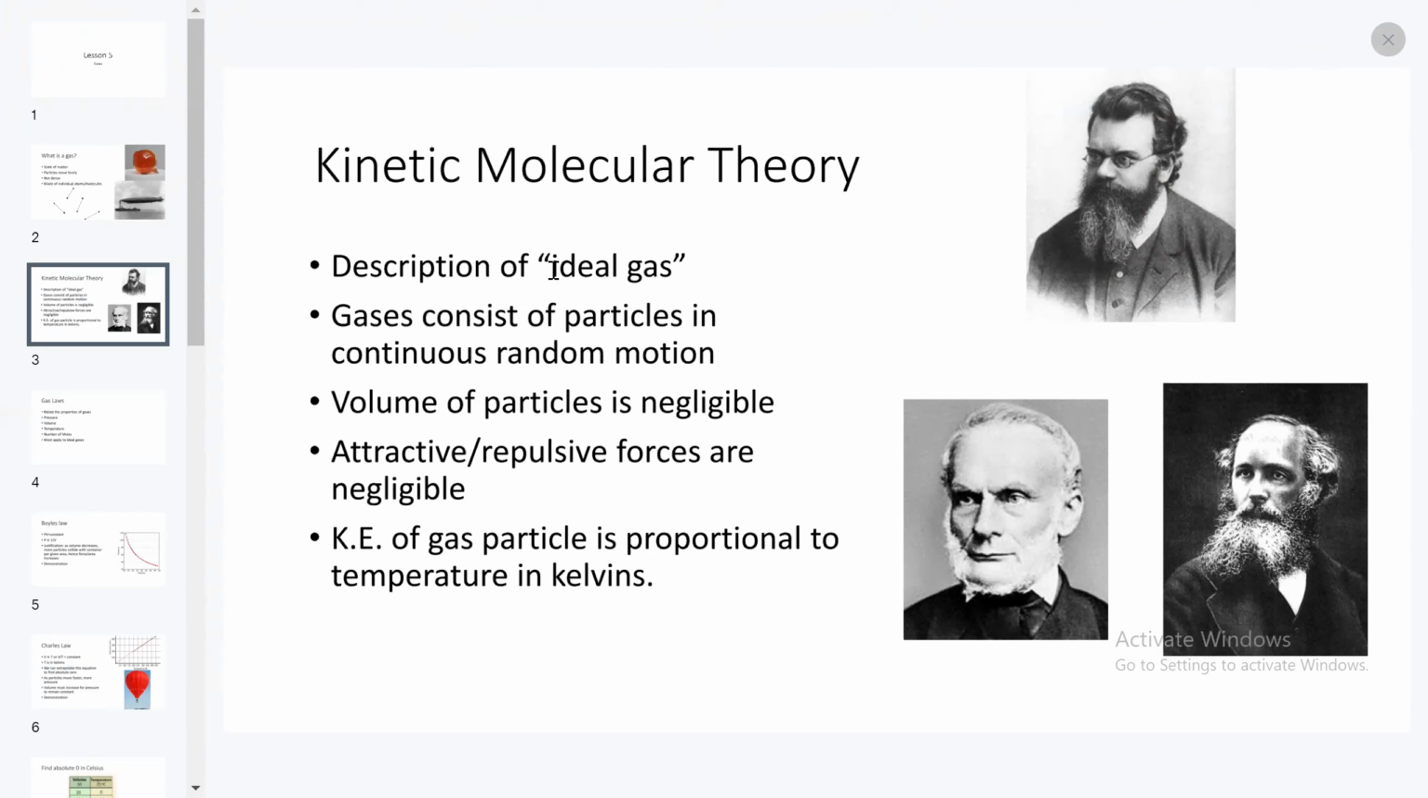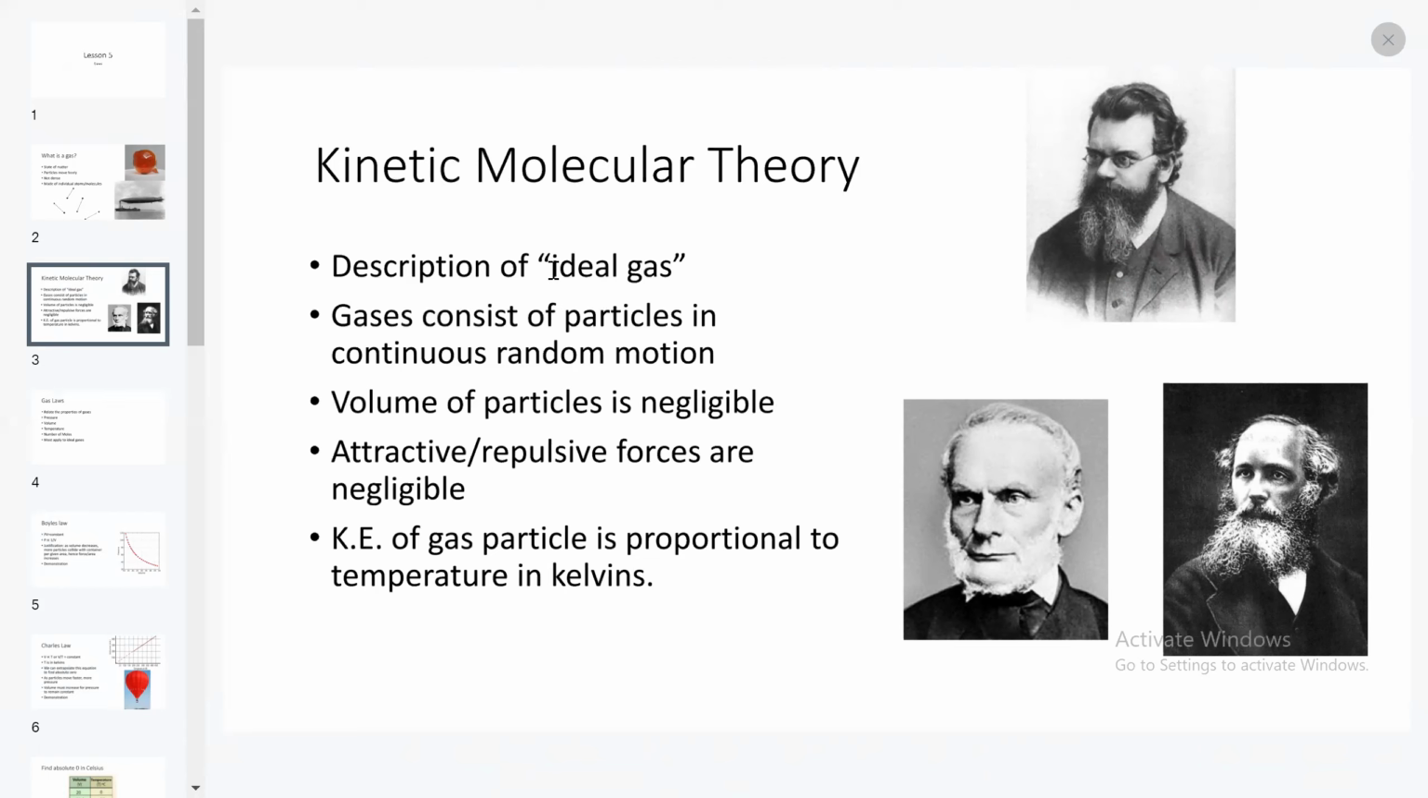So there are four main ideas with kinetic molecular theory. The first one is that gases consist of particles in continuous random motion. So particles that are always moving, and they're moving randomly. These particles can be atoms or molecules, okay? Another assumption is that the volume of these particles is negligible. So we can treat the volume of the molecules and atoms to be zero.